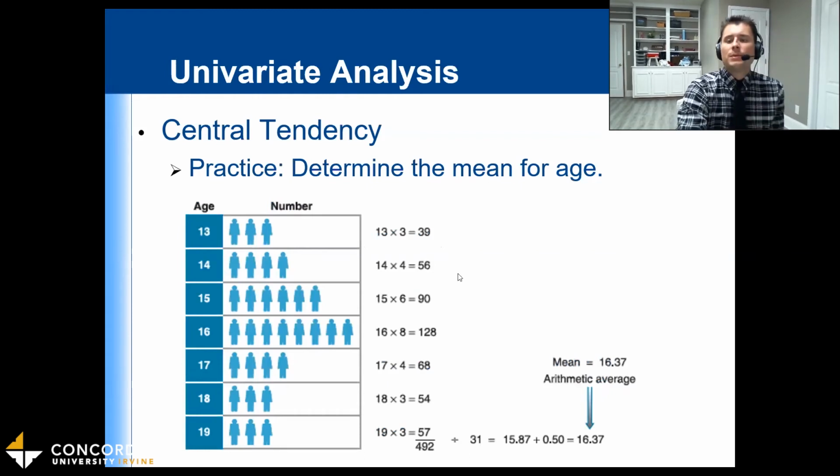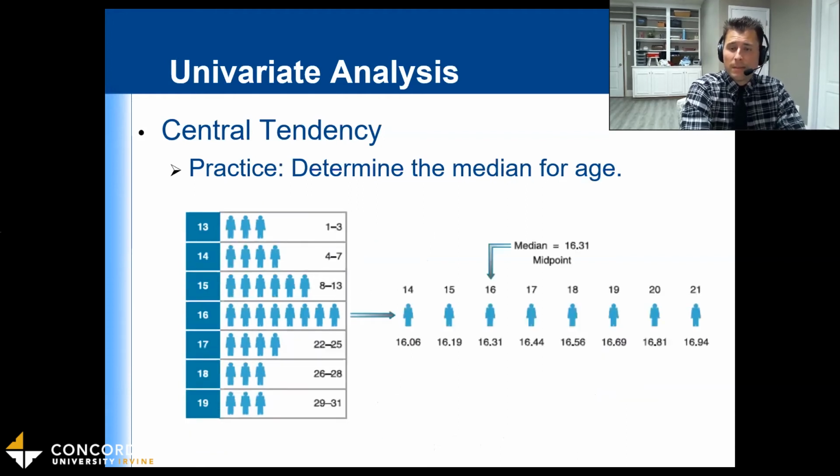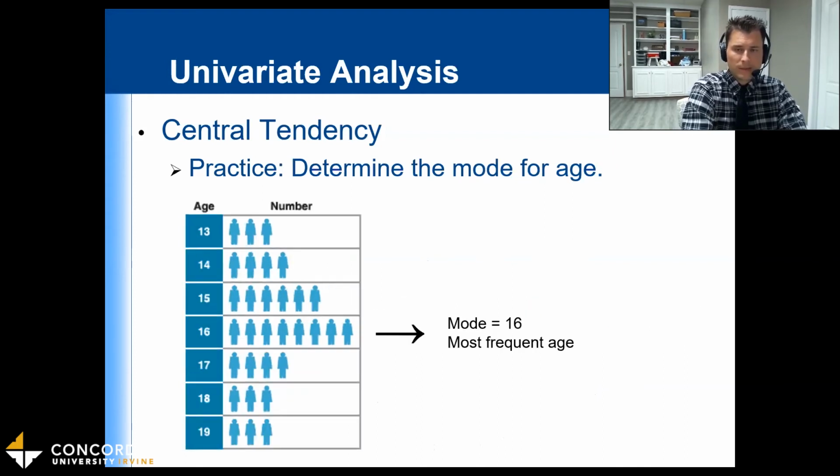Here's an example. Determine the mean for age. So age 13, we have 3. Okay, 3 people. So 13 times 3 is 39. 14, we have 4. 56, 90, 128, 68, 54, 57. All right, that equals 492 divided by our total number, which is 31, equals 15.87, plus 0.50 is equal to 16.37. That's our arithmetic average. Determine the median. The median is the middle number, so 16.31 would be the middle number there. And then mode, the most frequent age is 16, occurs the most.